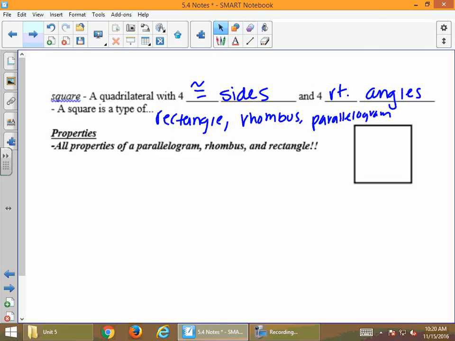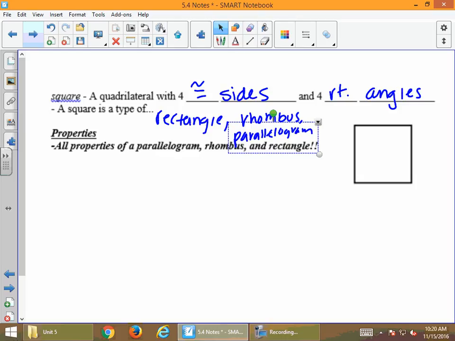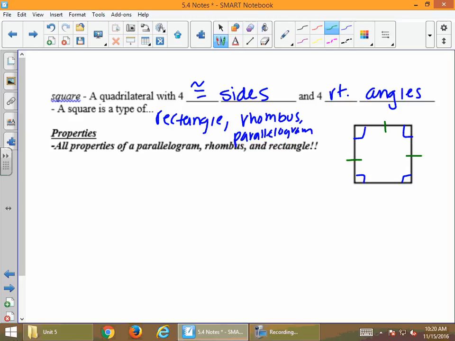Hybrid. Okay. All 3. It's a rectangle, it's a rhombus, and it's a parallelogram. So all properties for all 3 of those things apply to a square. You can't go wrong with a square. Everything works with a square. Okay, so we said all the angles are right angles. I'm going to mark that. 90, 90, 90, 90. We said all the sides are congruent. So I'm going to mark that.